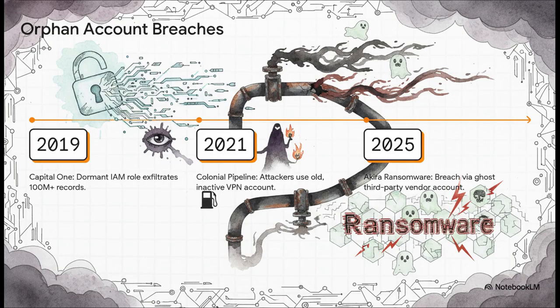Just look at this recent history. In 2019, Capital One suffered a massive breach when a dormant IAM role was used to exfiltrate over 100 million records. In 2021, the Colonial Pipeline attack started simply because attackers found an old, inactive VPN account that lacked multi-factor authentication. And with emerging threats like the Akira ransomware, we're seeing major breaches originating from ghost third-party vendor accounts that were never deactivated. It proves that immediate deprovisioning across all your cloud and SaaS platforms is absolutely non-negotiable.